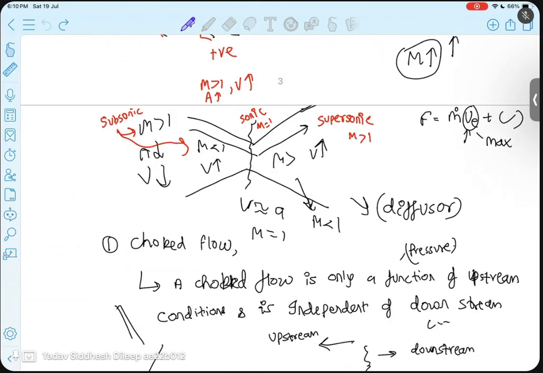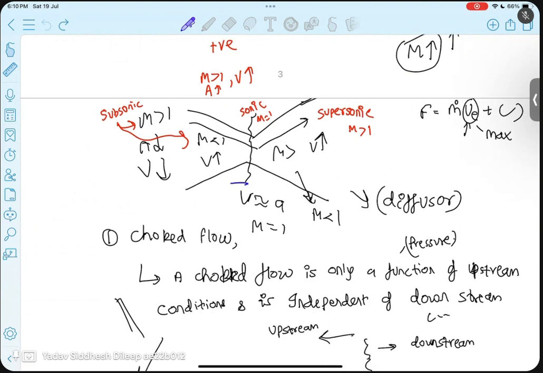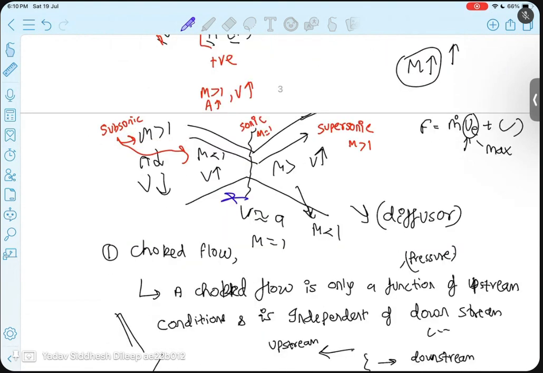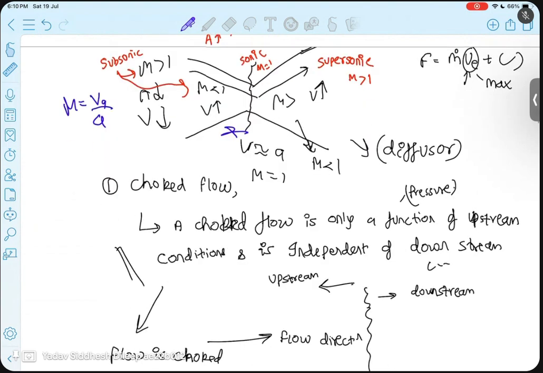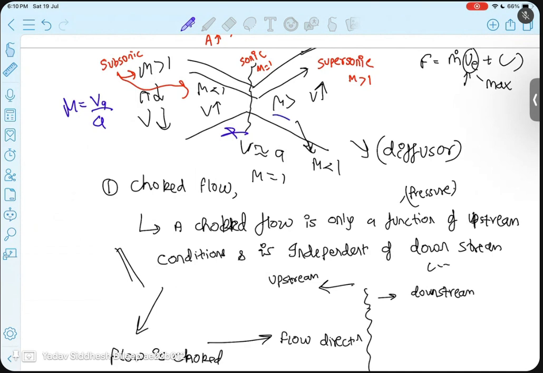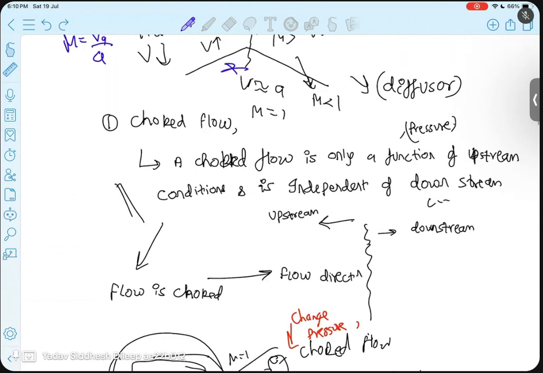Look at the basic rocket nozzle. Before the throat, Mach number less than 1, velocity increases as area decreases. At the throat, Mach number 1. After the throat, Mach number greater than 1. Mach number is the velocity of gas upon the speed of sound. After the throat, Mach number is greater than 1, and as area increases, Mach number increases.